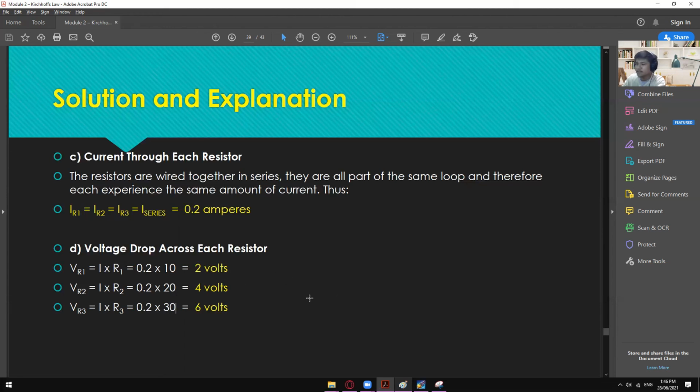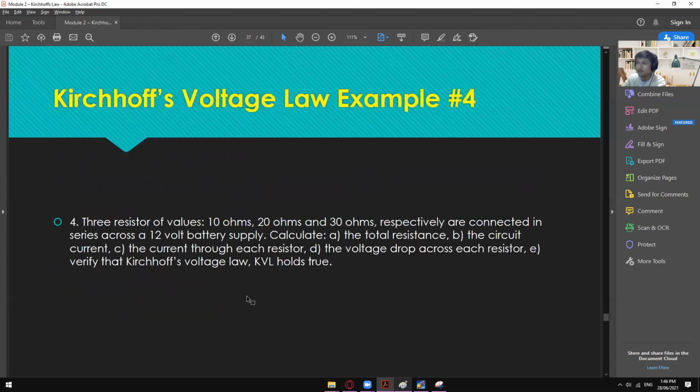So that's basically it on how to solve this example number 4.